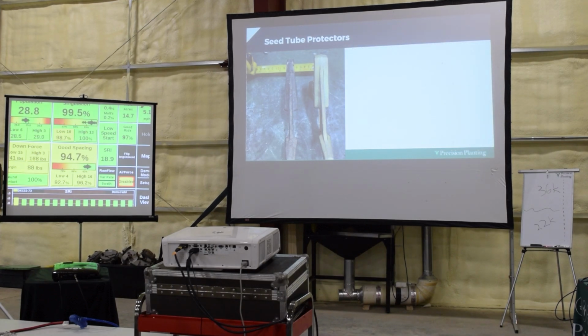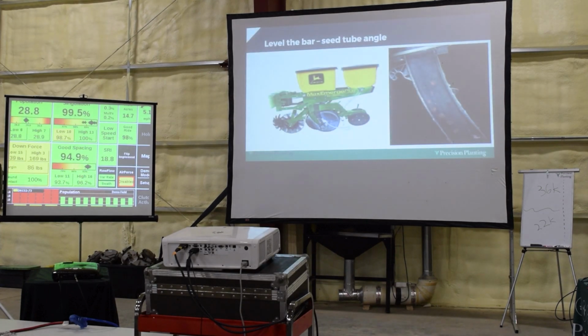Now, as far as the seed tube, we want that seed to fall down nice and evenly and not touch the side. We know that when it touches the side of the seed tube, it starts bouncing around in here, and it takes longer to fall down. Part of that is by setting the bar.